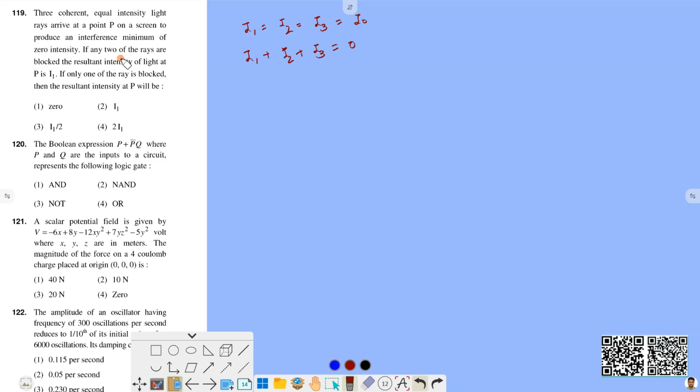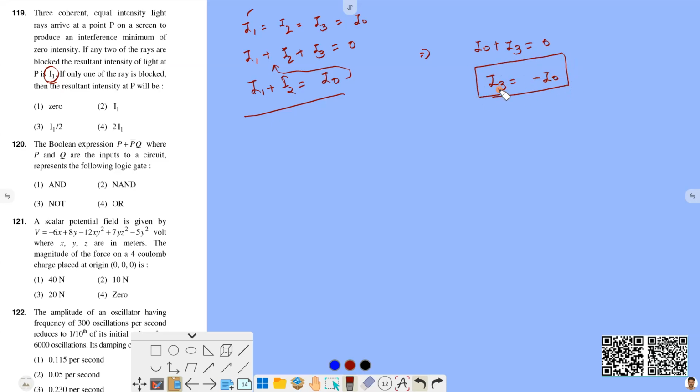But if two rays combine with each other, the intensity is I1, and I1 is equal to I0. So basically we can say I1 plus I2 is equal to I0. Now if I substitute this expression here, then I0 plus I3 is equal to 0, and I3 is equal to minus I0. Means the third ray is basically cancelling the effect of these two rays.